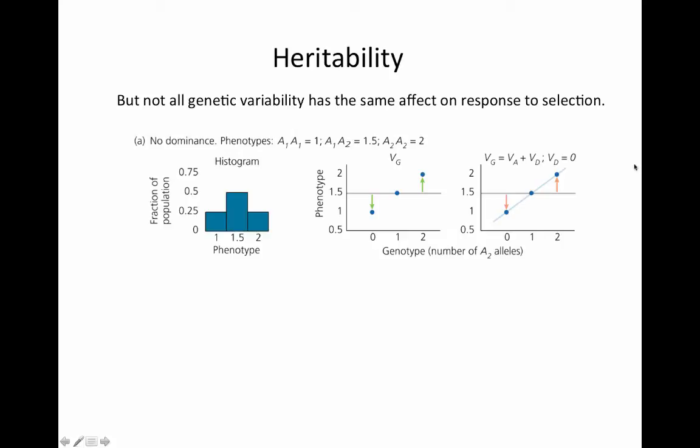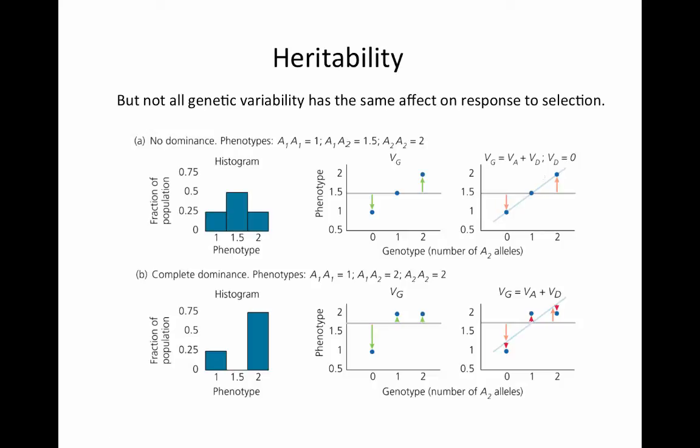There's a one-to-one correlation. On the other hand, if you've got complete dominance, now our phenotype values are 2 for the A2 homozygote, also 2 for the heterozygote, because remember, complete dominance means that the phenotype of the heterozygote is identical to the phenotype of the homozygote. And then again, we've got a phenotype value of 1 for the A1 homozygotes. In this case, if we look at the fraction of the population with each phenotype, we've got 75% with 2, because that's a combination of both the heterozygotes and the A2 homozygotes, and then again 25% of the A1 homozygotes with a phenotype value of 1.